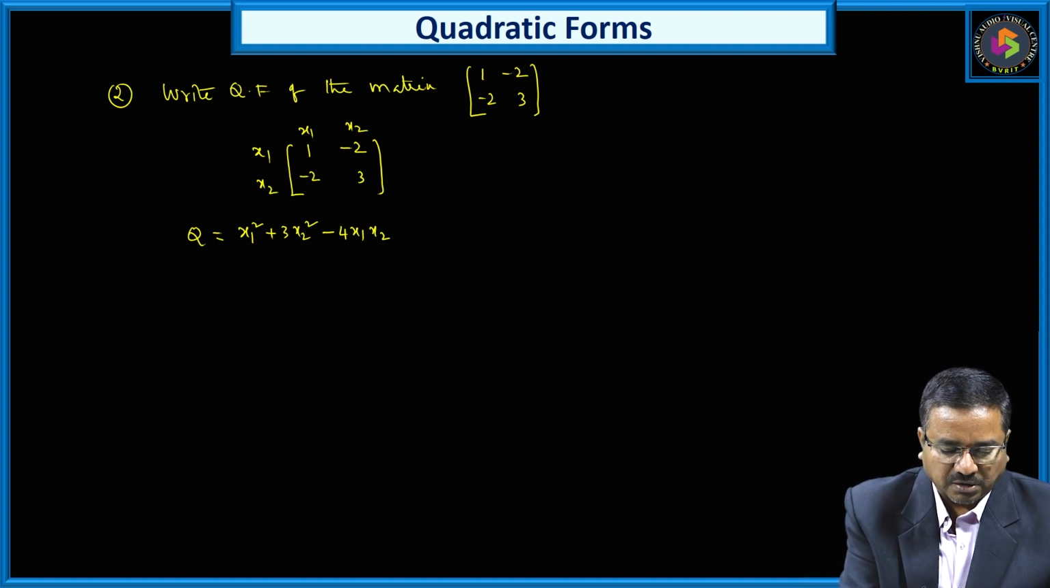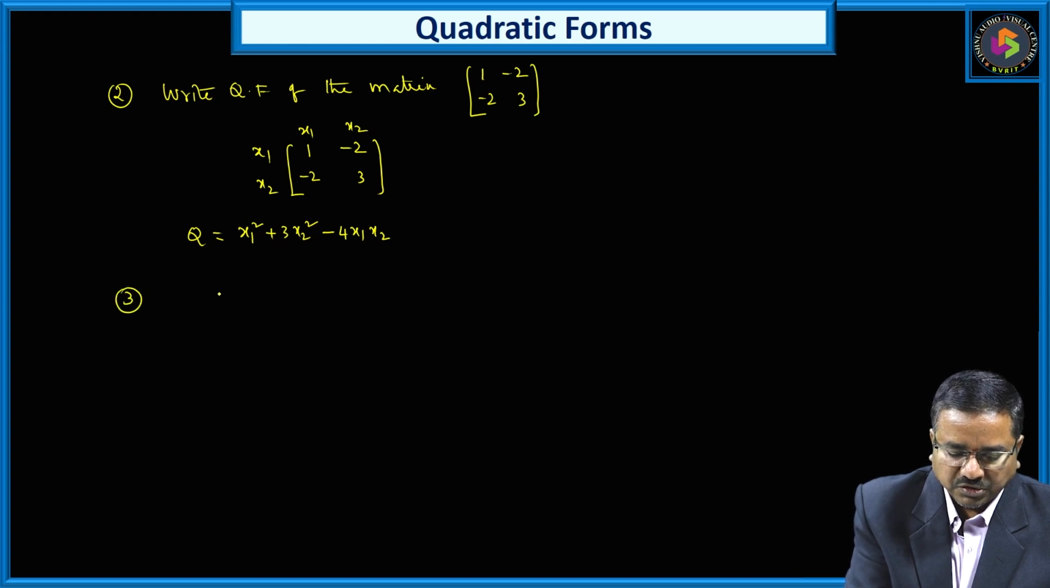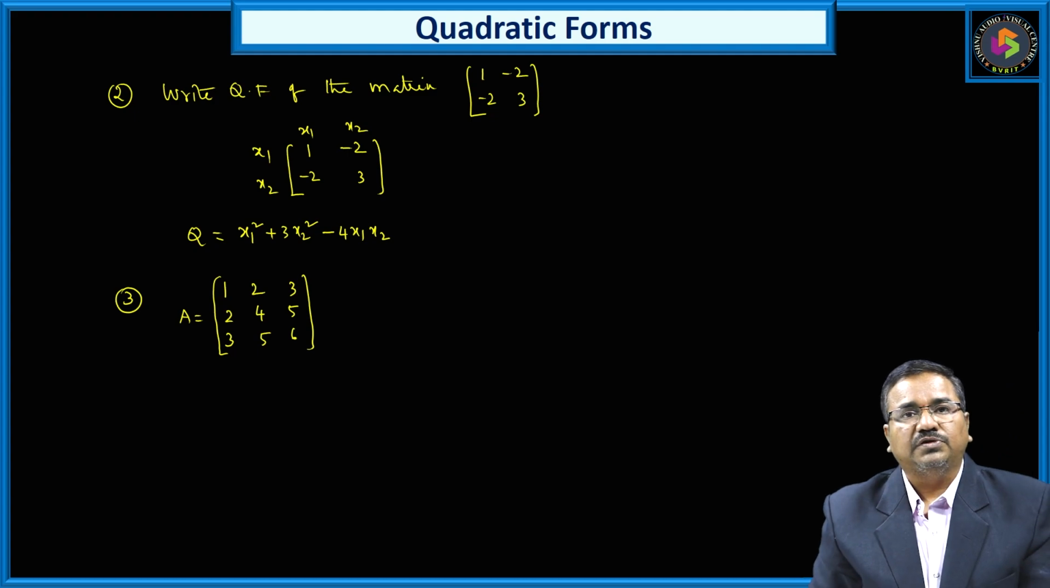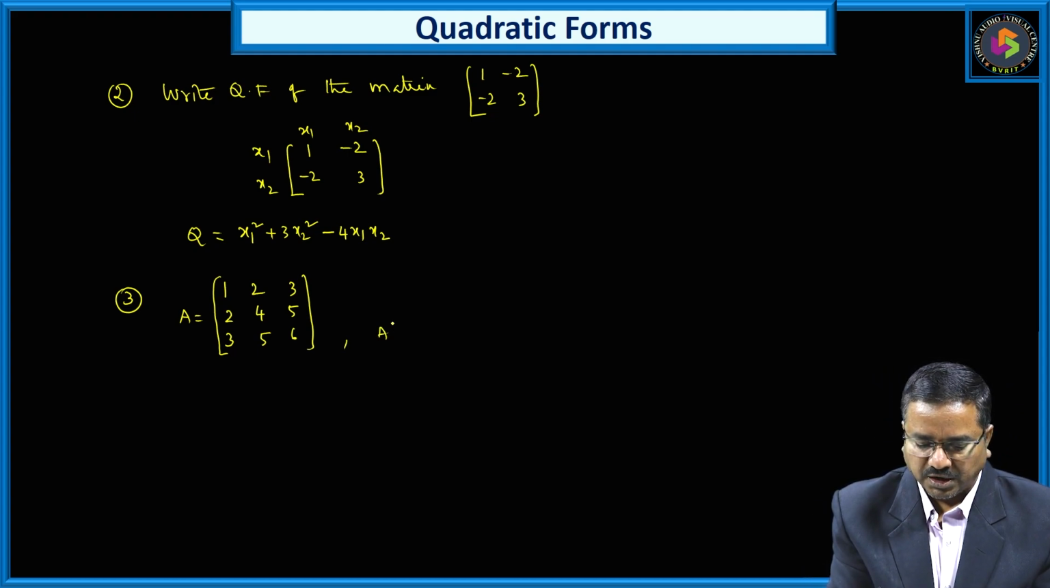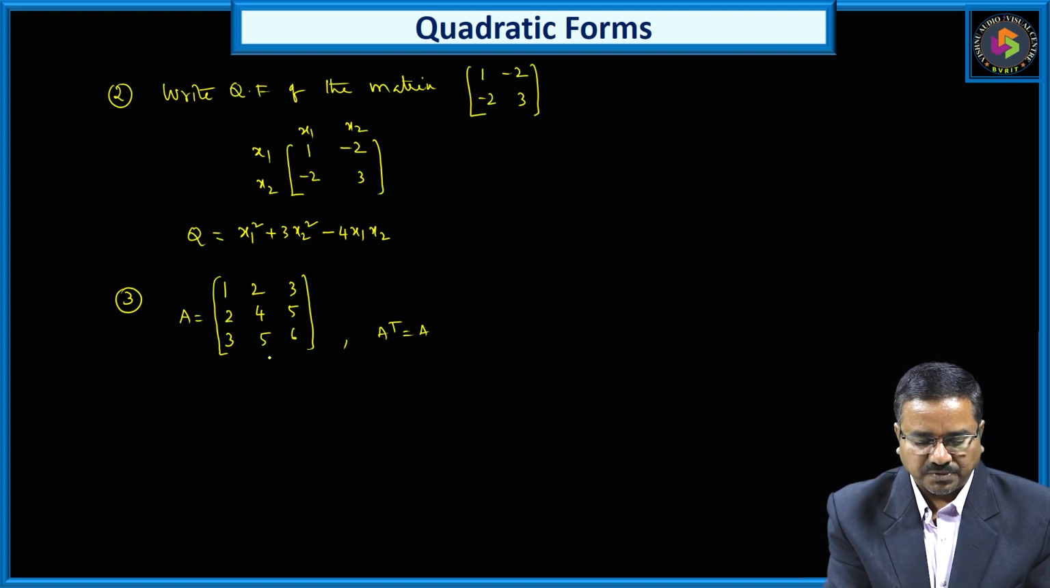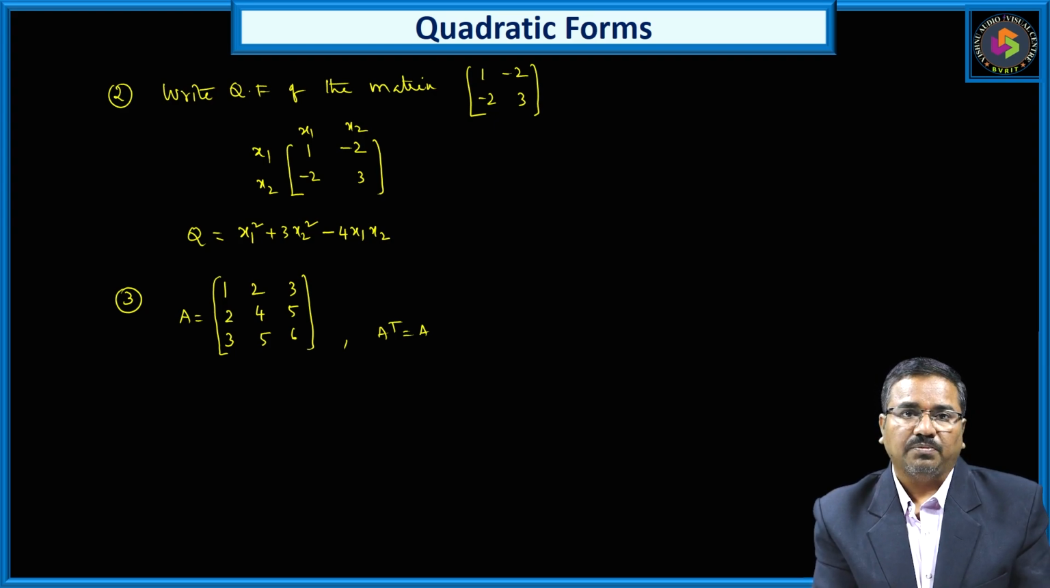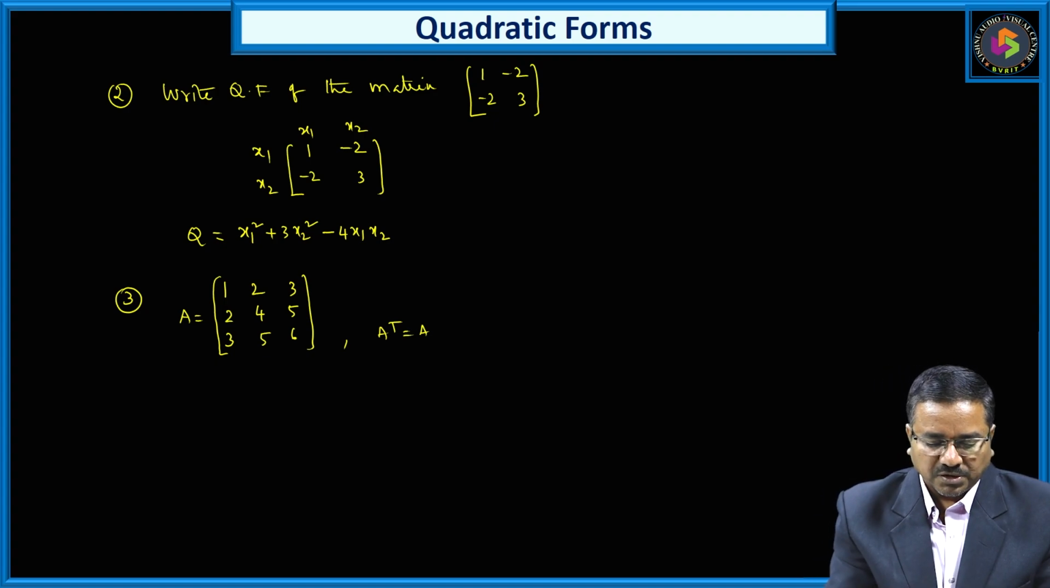So first, how to write it? For example, if I take one more example, look at this. I will take one more symmetric matrix: 1, 2, 3, 2, 3, 4, 5, 5, 6. Is it symmetric? Yes, because A transpose is equal to A. The first row is identical with the first column, the second row is identical with the second column, the third row is identical with the third column. Then how to write the quadratic form? Because A is a 3 by 3 matrix, we'll get a quadratic form in 3 variables.